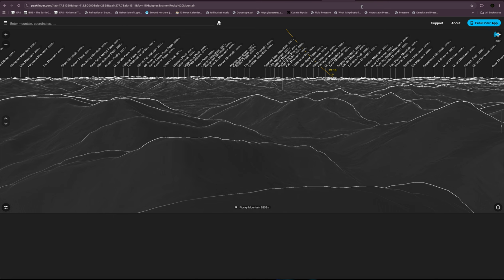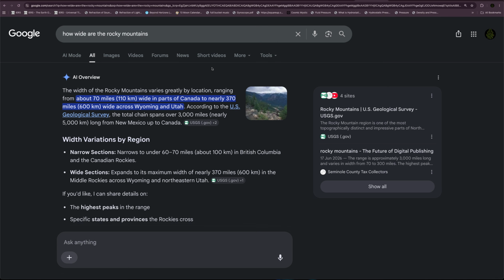Now, how wide are the Rocky Mountains? I could have said length, I just said width. The width of the Rocky Mountains varies greatly by location, ranging from about 70 miles, 110 kilometers wide in parts of Canada, to nearly 370 miles, 600 kilometers wide across Wyoming and Utah. According to the US Geological Survey, the total chain spans over 3,000 miles. So it's quite an area.